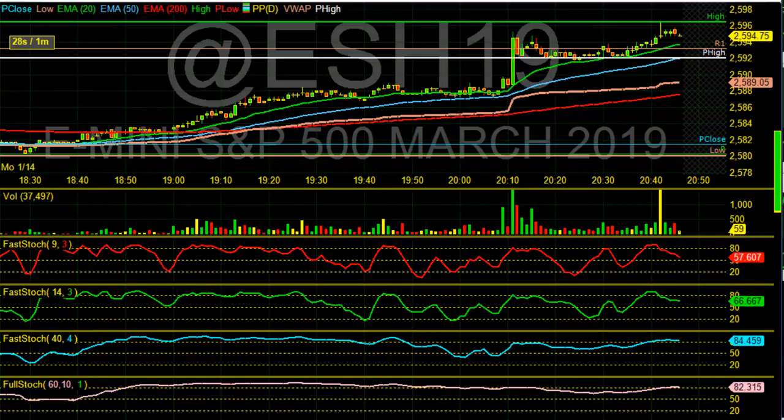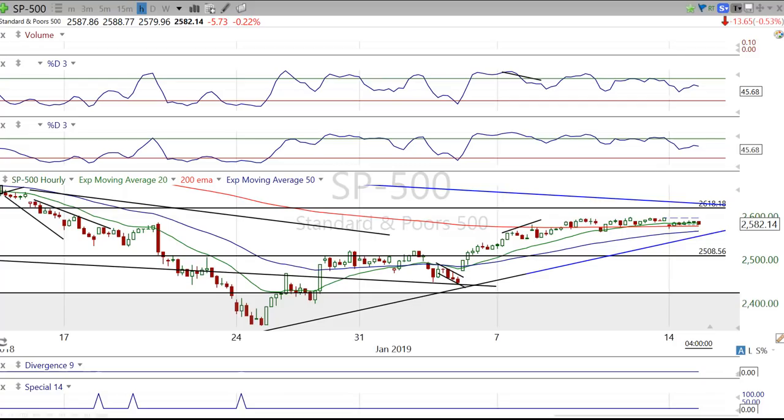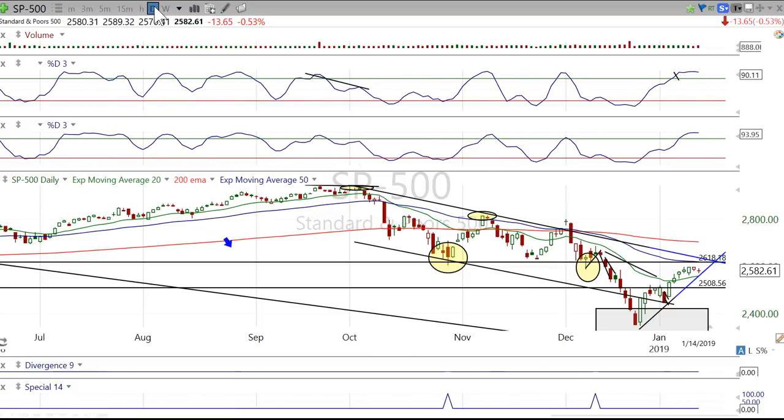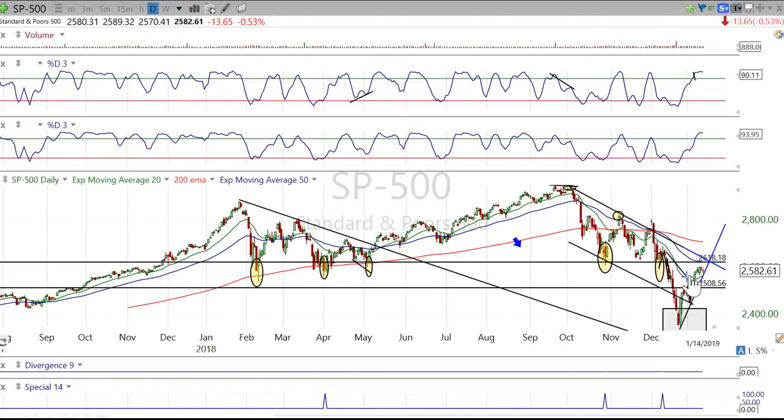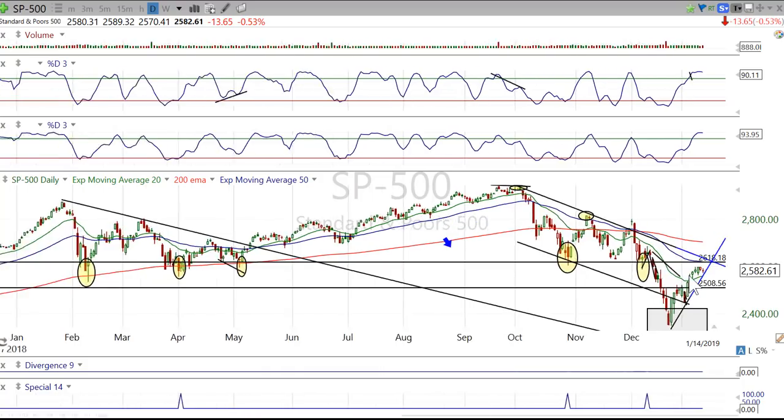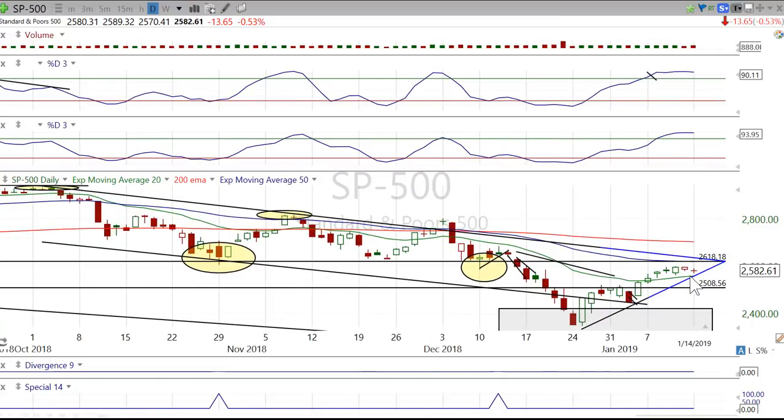Let's take a look one more time at the big picture. I'm just seeing good consolidation here. It's not selling off yet, and that's on the hourly. I like that. We're not up to the top of the trend line yet. We're not up to the recent breakdown yet, but we're very close to it. I still think we could go higher.